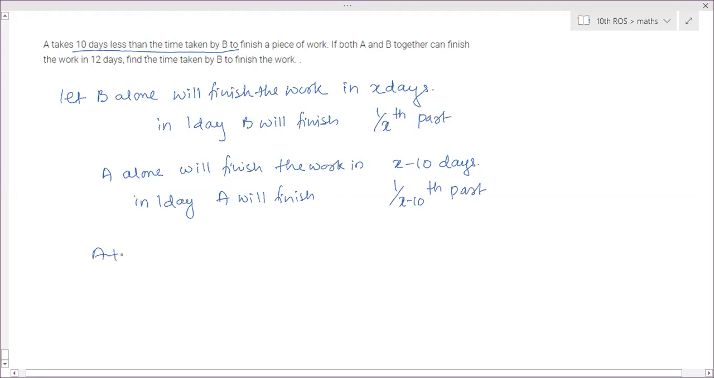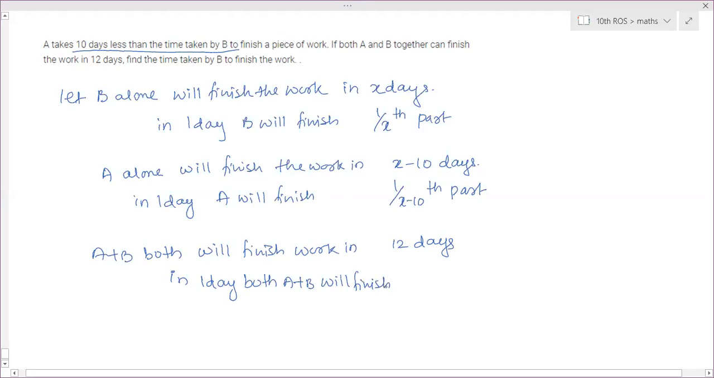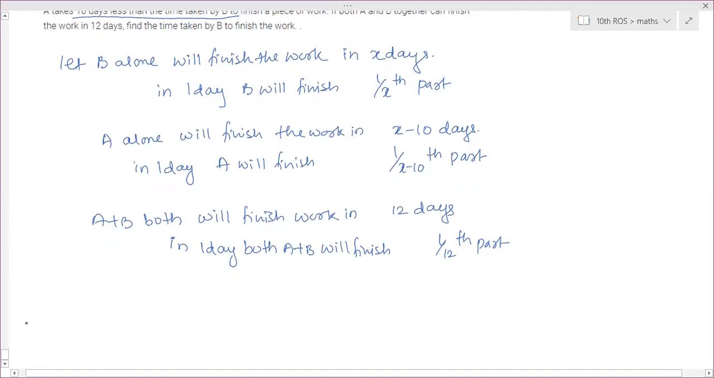Now A plus B both will finish the work in how many days? 12 days. So in 1 day, both A and B will finish how much part of the work? 1 by 12th part. And at 12 days, they are taking full time. Now combine these two. 1 day is everyone's work.